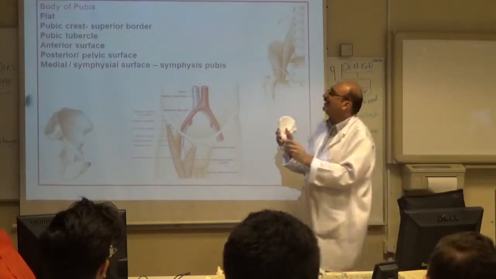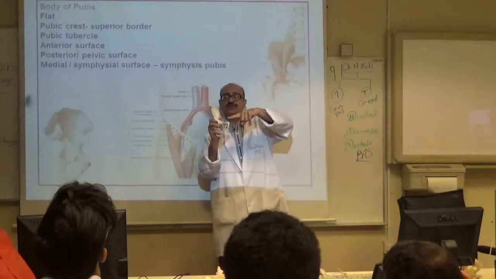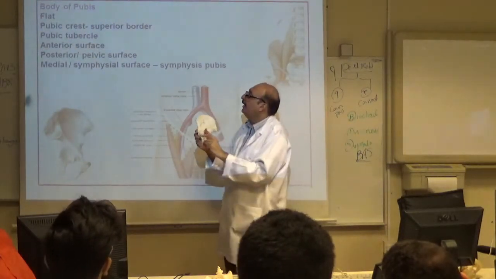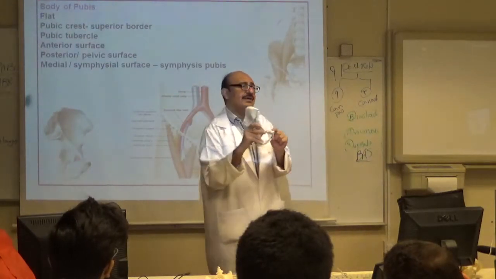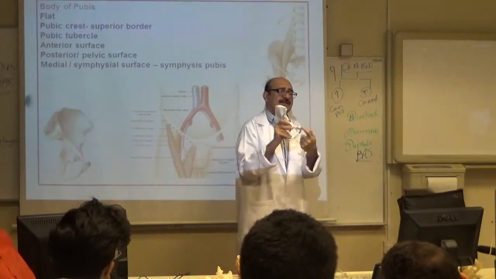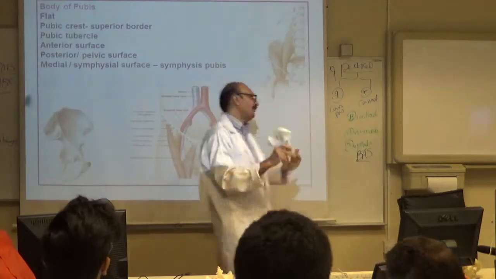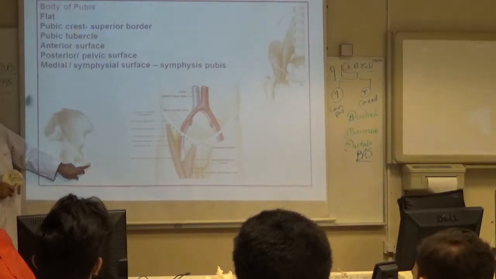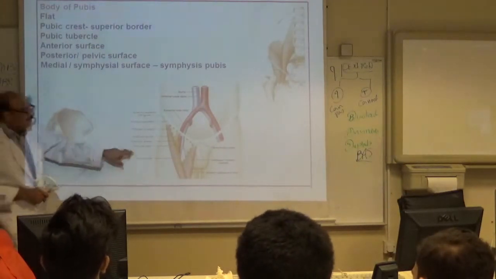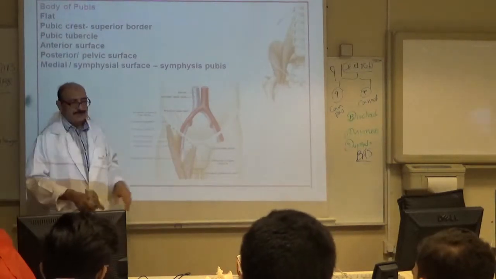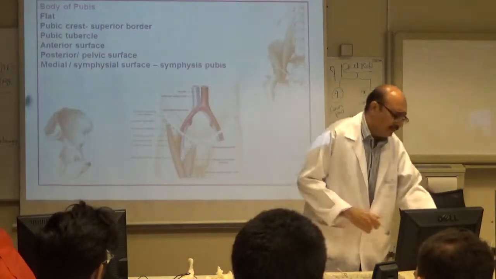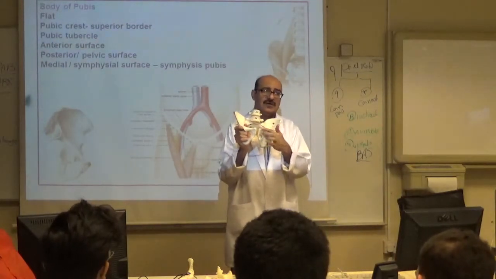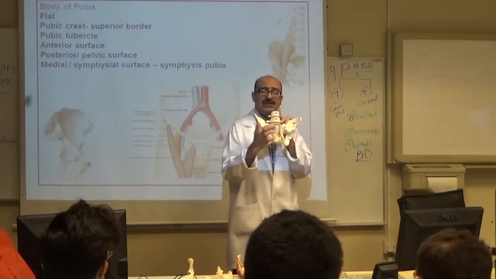Okay? It has the pubic crest, the superior border here on the top. Then it has the pubic tubercle, a very important point. Where is the pubic tubercle? In front here. See this picture. All of you see the pictures. Here is the pubic tubercle in green color in the pictures. And here is the pubic tubercle on the pelvis. This is the pelvis, here is the pubic tubercle of this hip bone. Here is the pubic tubercle of this hip bone.